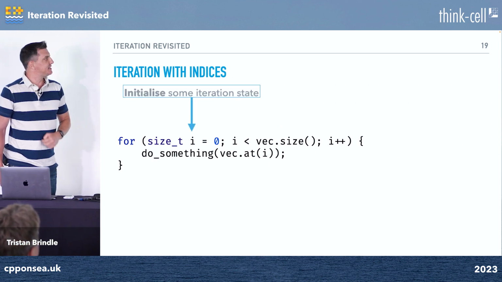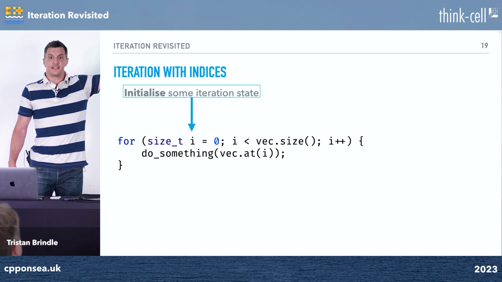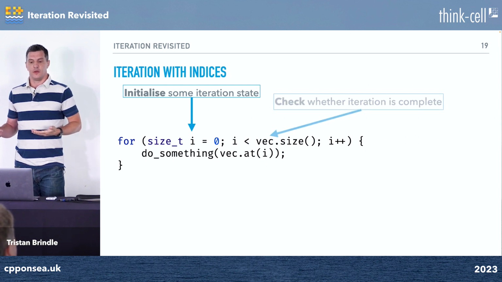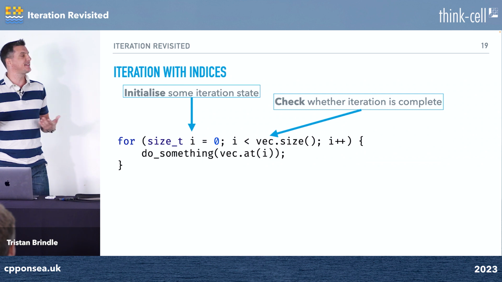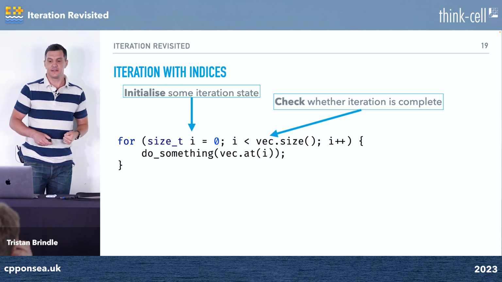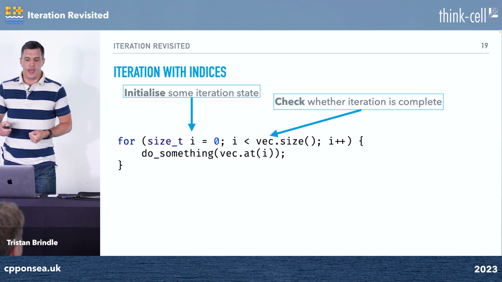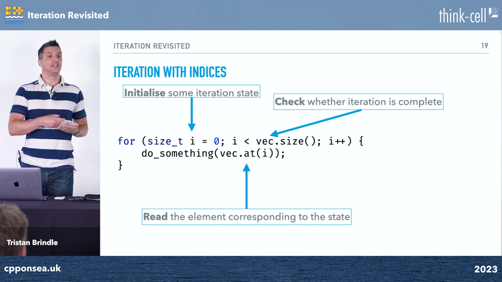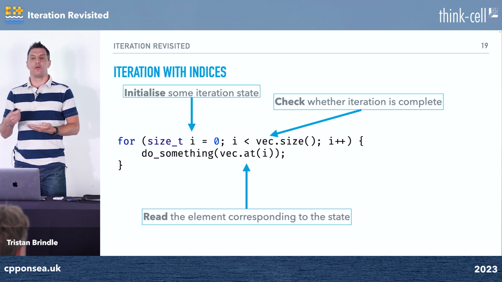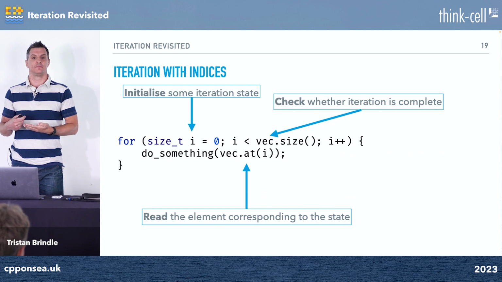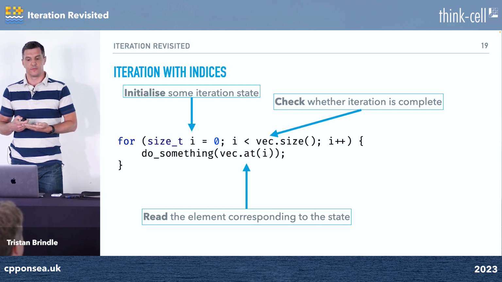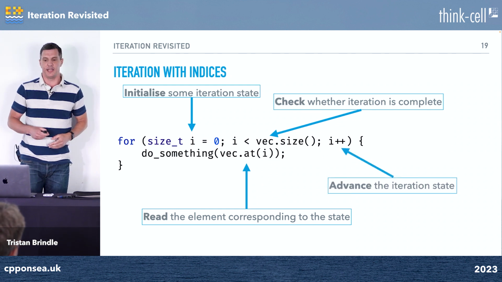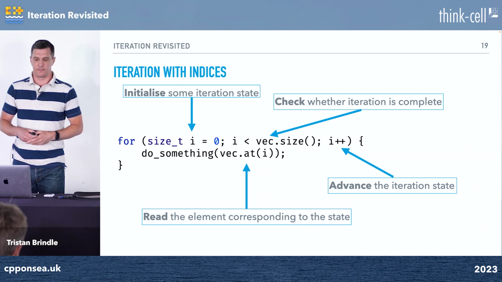When we're iterating via indices, we are initializing some state. In this case, it's the integer index. We have our end check: we're checking that our index is less than the size of the vector. And now we define our read operation to be vec.at. Okay, we define our read operation to be bounds checked. And then finally, we define our advance operation to just increment the index.